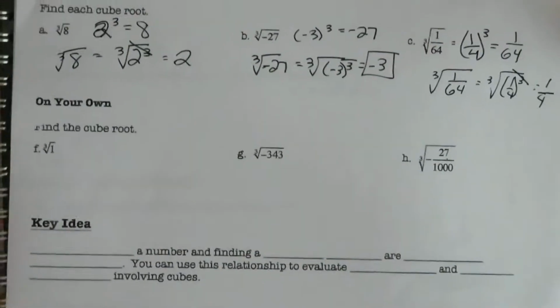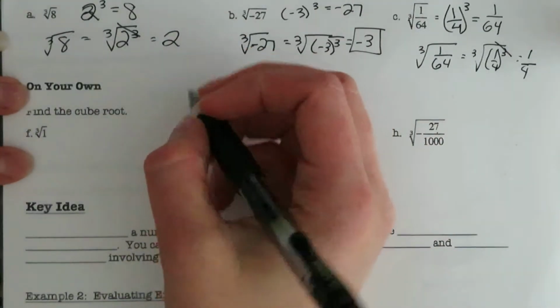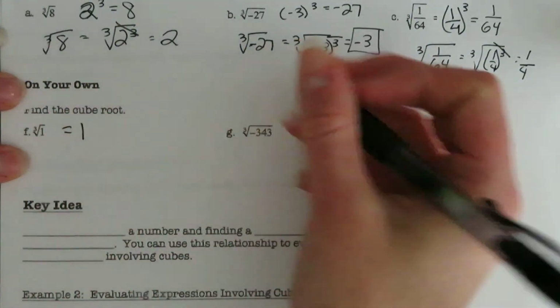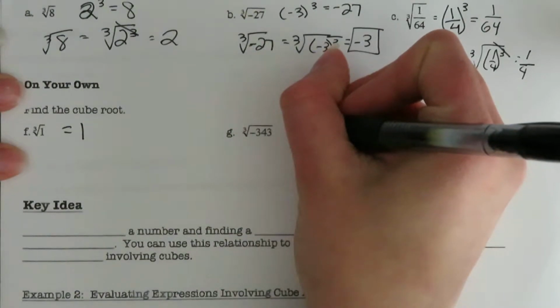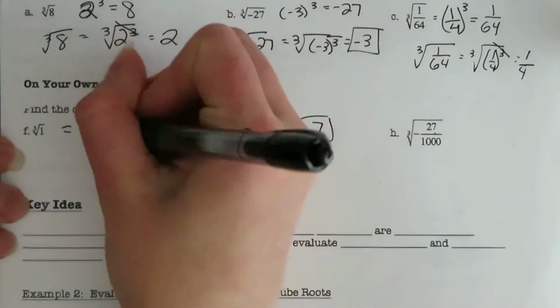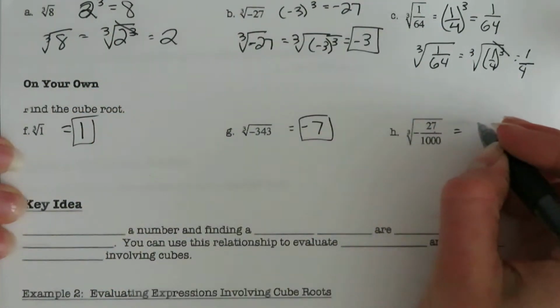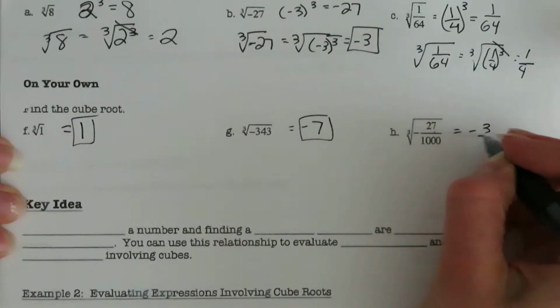Let's find the cube root. Cube root of 1, that's going to equal 1. The cube root of negative 343 is negative 7. And letter H, the cube root of negative 27 thousandths is going to be negative 3/10.